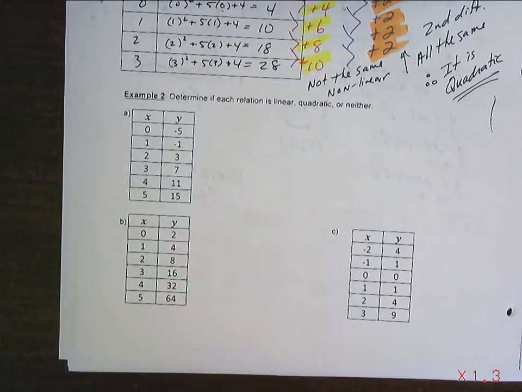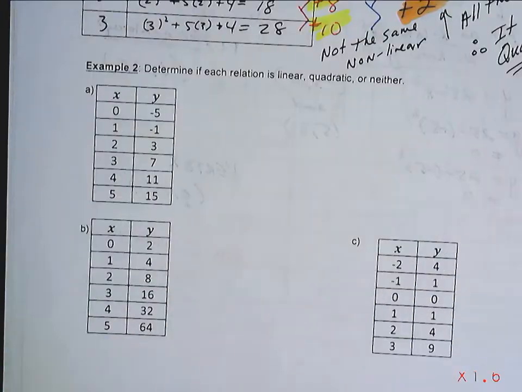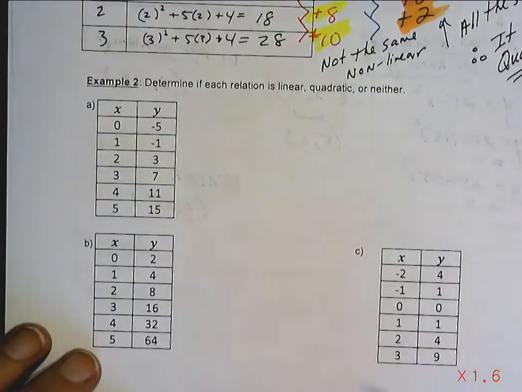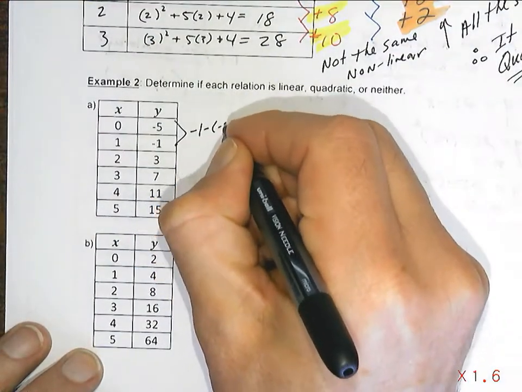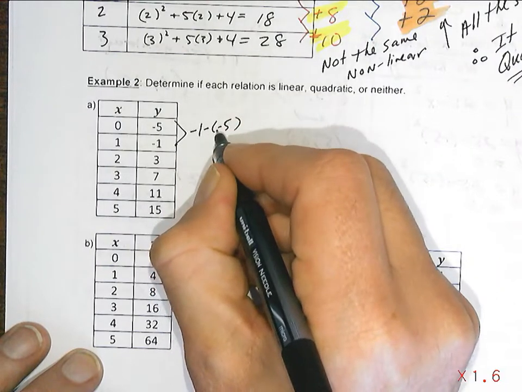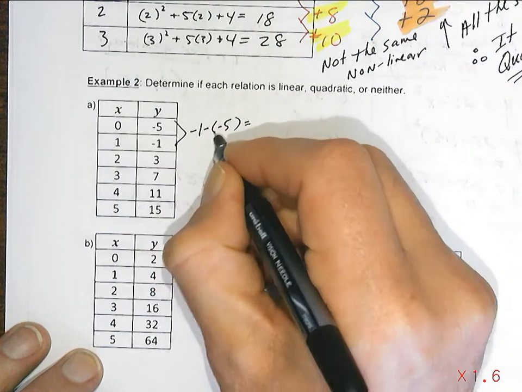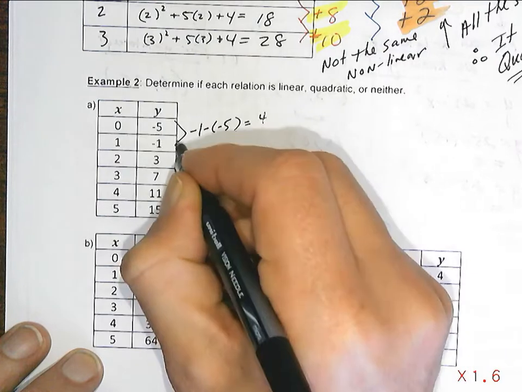Okay, so example 2. Determine if each relation is linear, quadratic, or neither. So I'm going to zoom in, and I'm going to do my first differences. My first differences are going to be -1 subtract -5. So negative and negative gives me a positive. So it's 1 plus 5, which is 4.